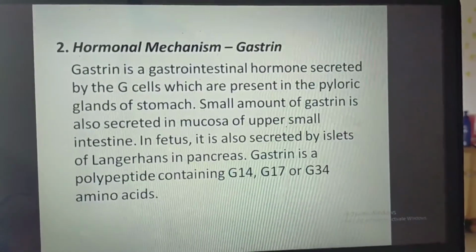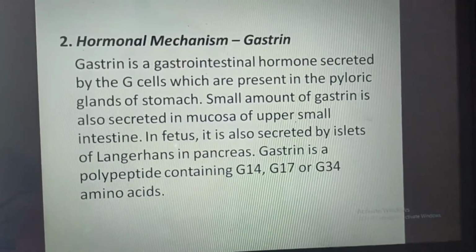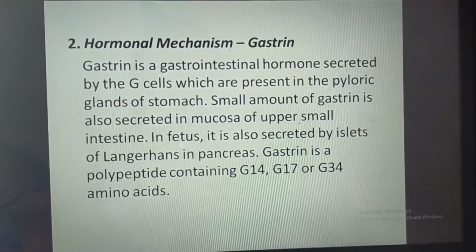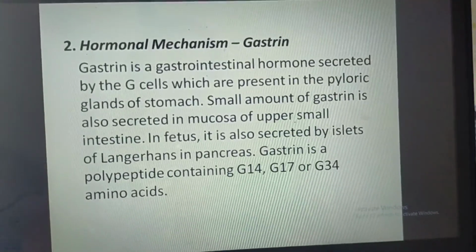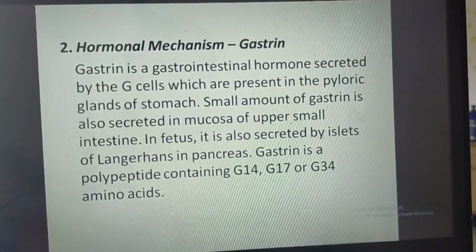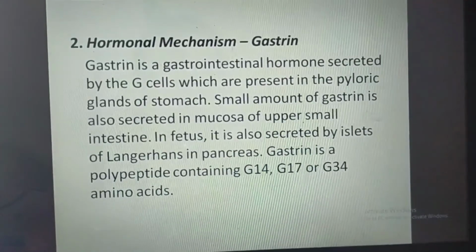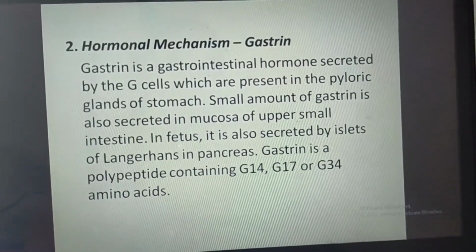Hormonal mechanism. Gastrin is a gastrointestinal hormone secreted by the G cells which are present in the pyloric glands of the stomach. Small amount of gastrin is also secreted in mucosa of upper small intestine. In fetus, it is also secreted by islets of Langerhans in pancreas. Gastrin is a polypeptide containing G14, G17 or G34 amino acids.